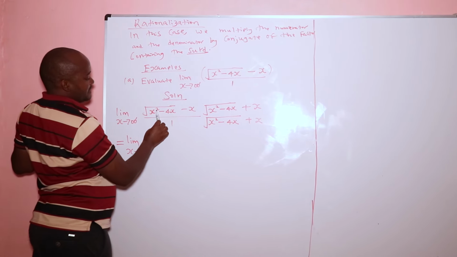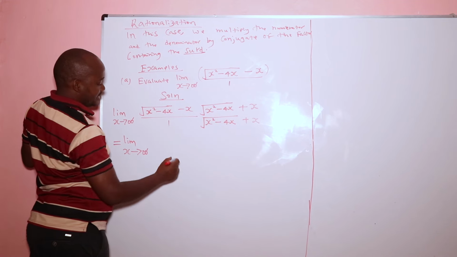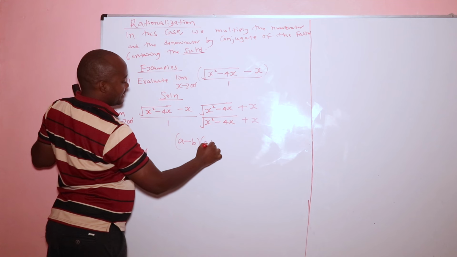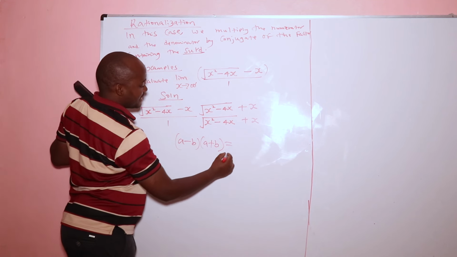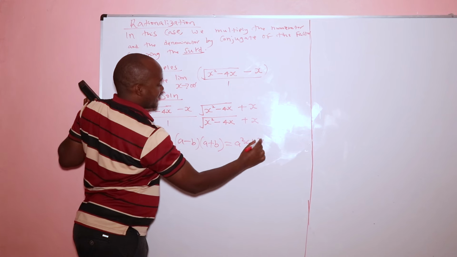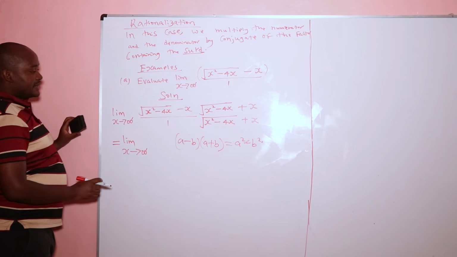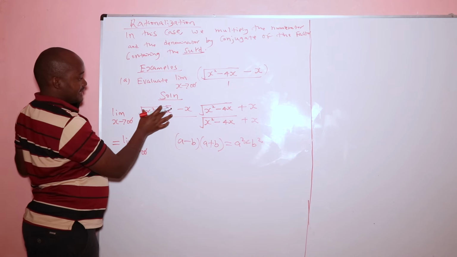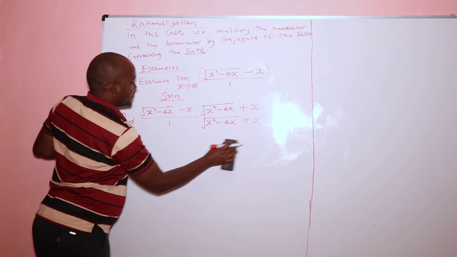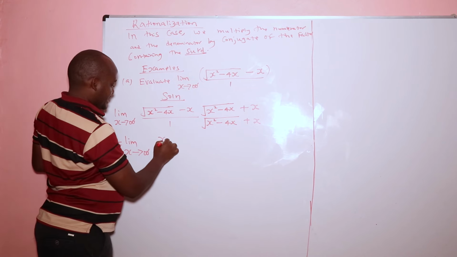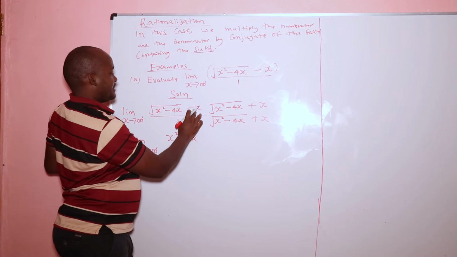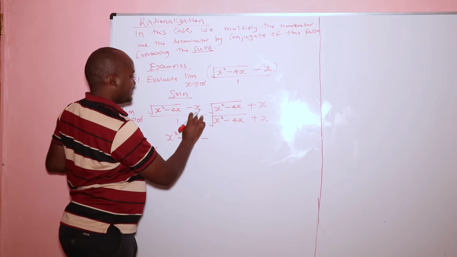So you notice that if you multiply this times this, using this property here, that is a minus b multiplied by a plus b, which is going to give us what? A squared minus b squared. That is the binomial expansion. You realize that the simplified form of this product will be just x squared minus 4x, then minus this term squared.